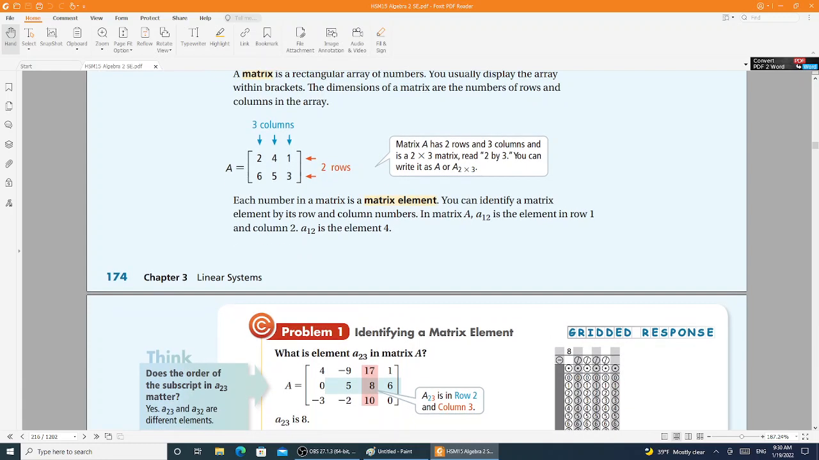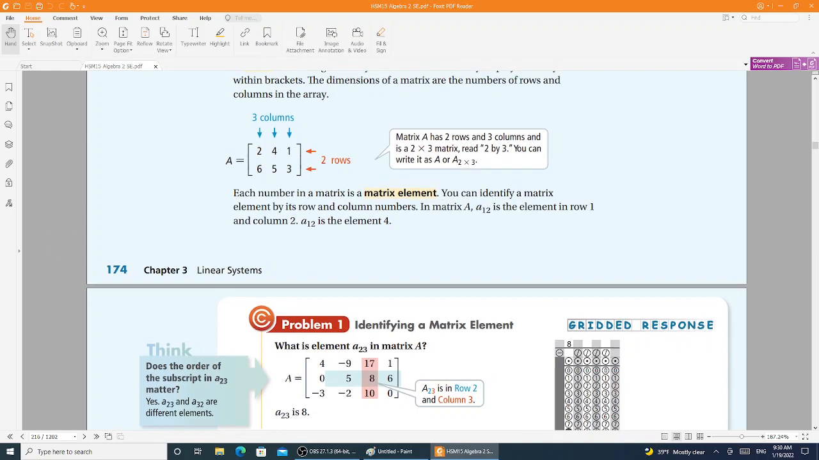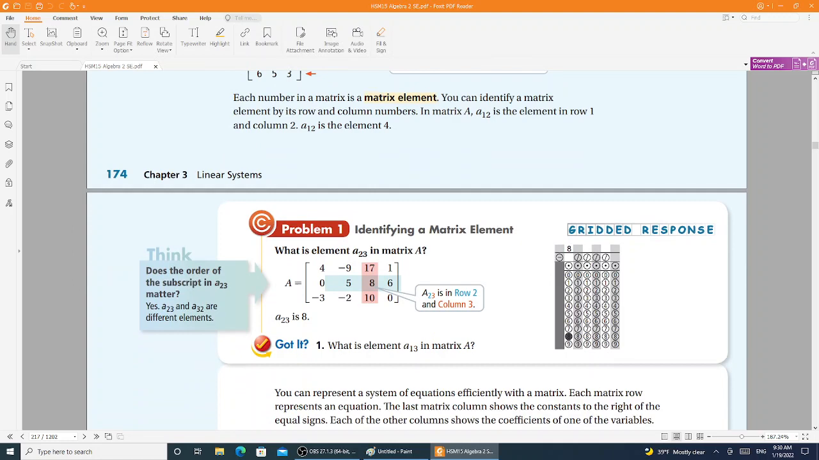Each number in a matrix is a matrix element. You can identify a matrix element by its row and column numbers. So in matrix A, the element A1,2 is the element in the first row and the second column. So the element A1,2 is 4.